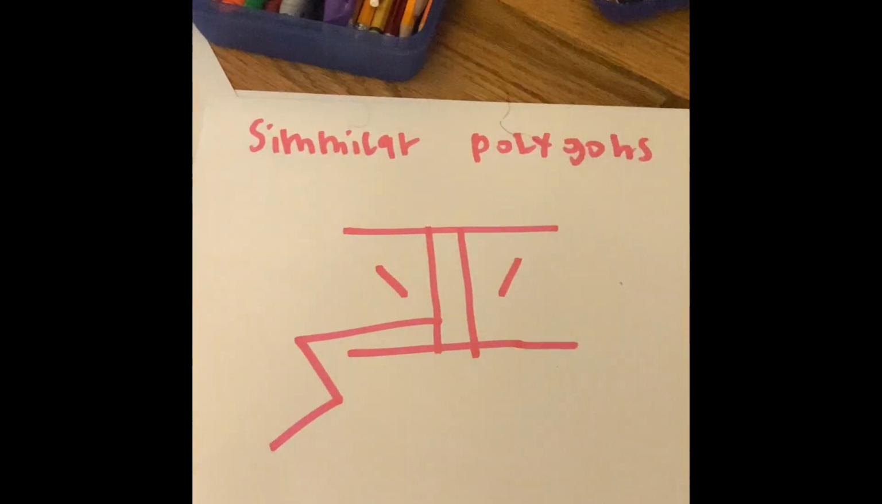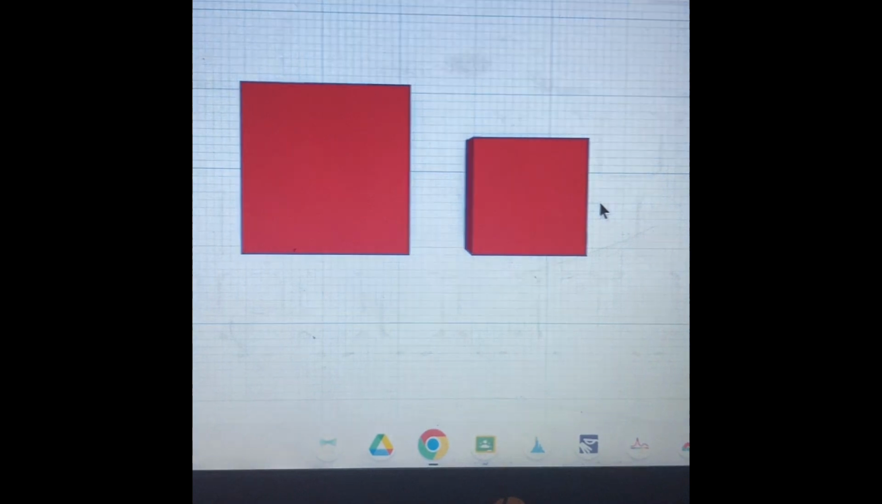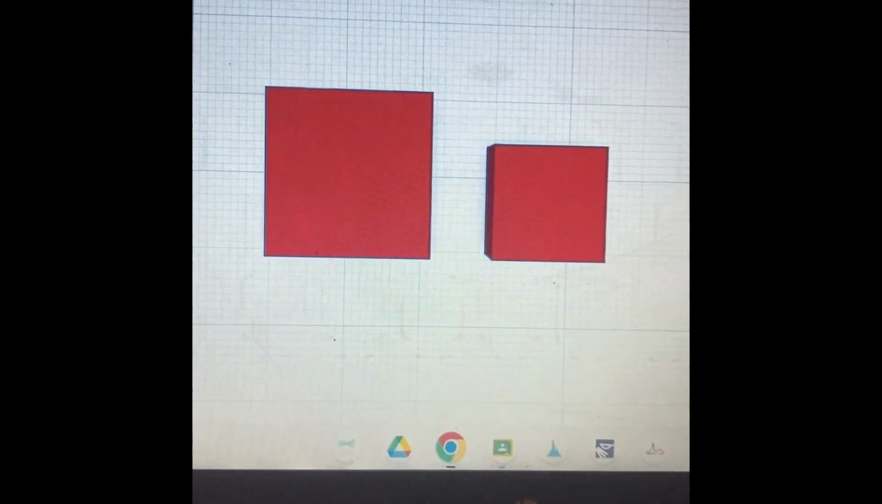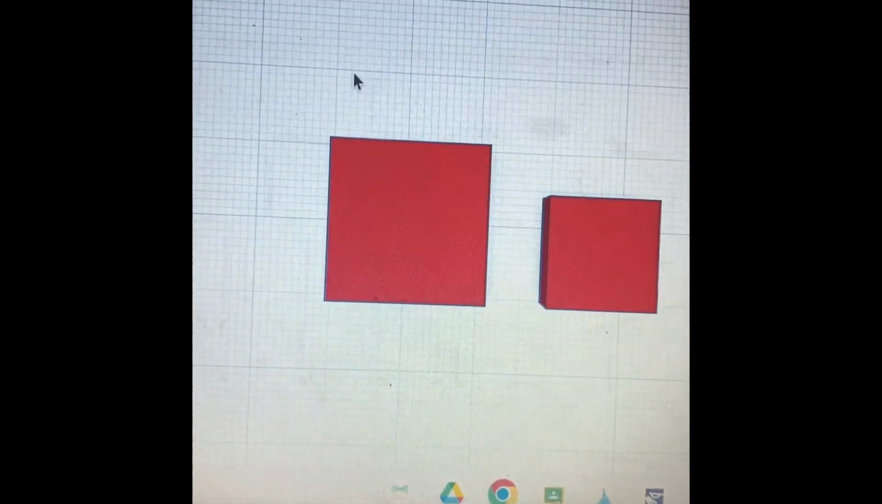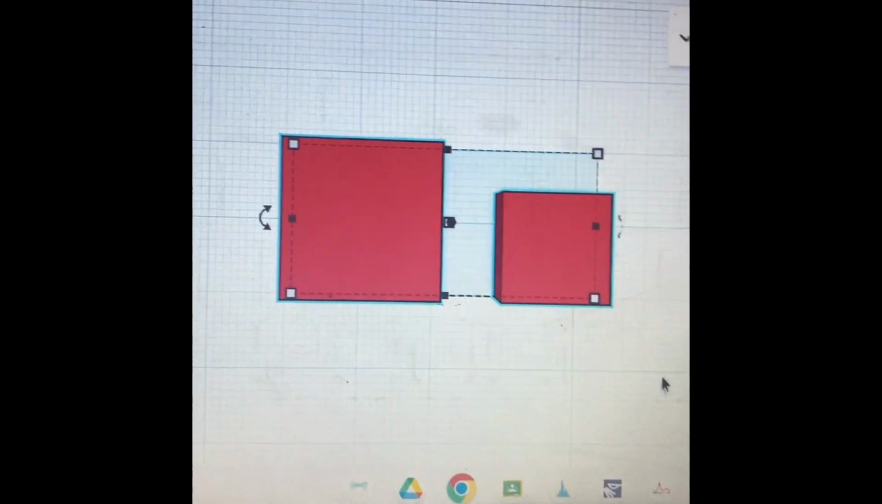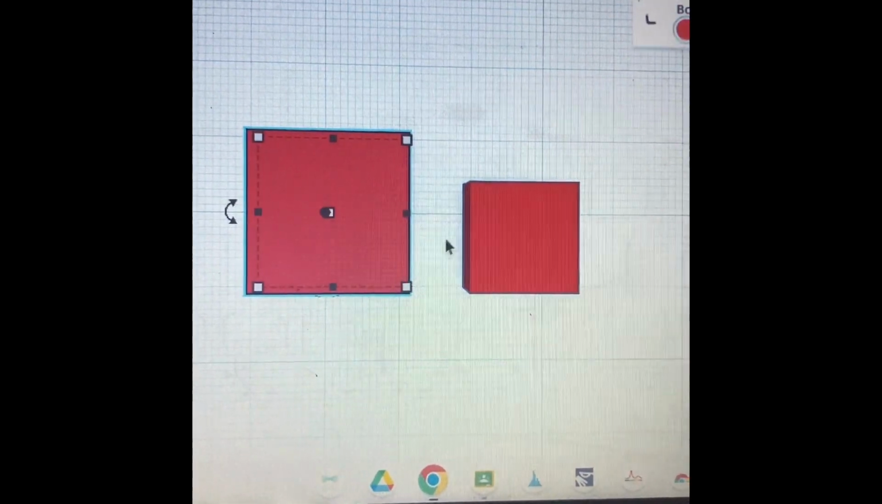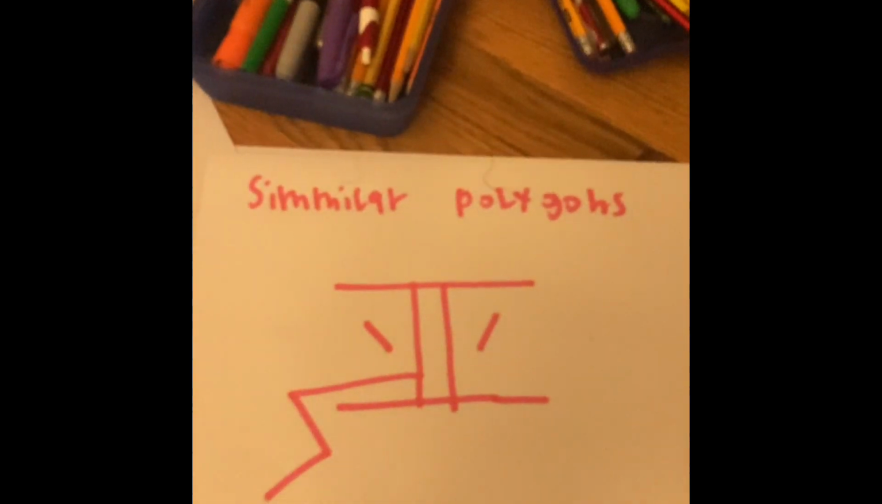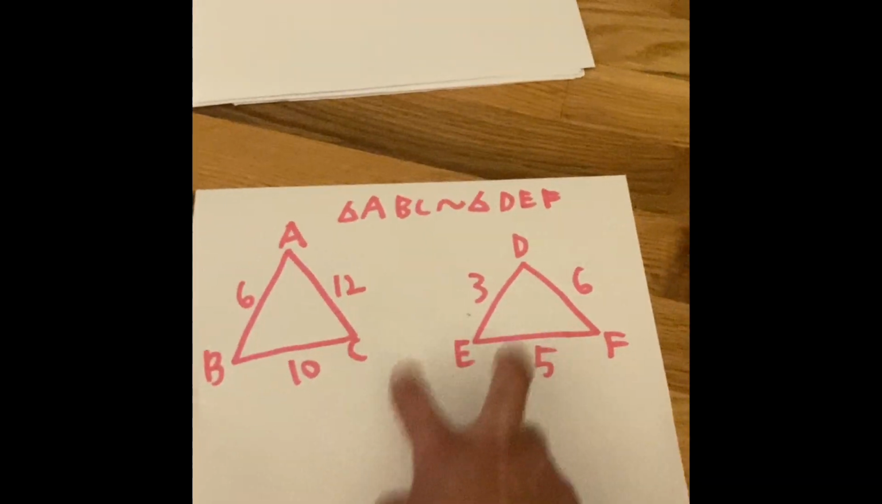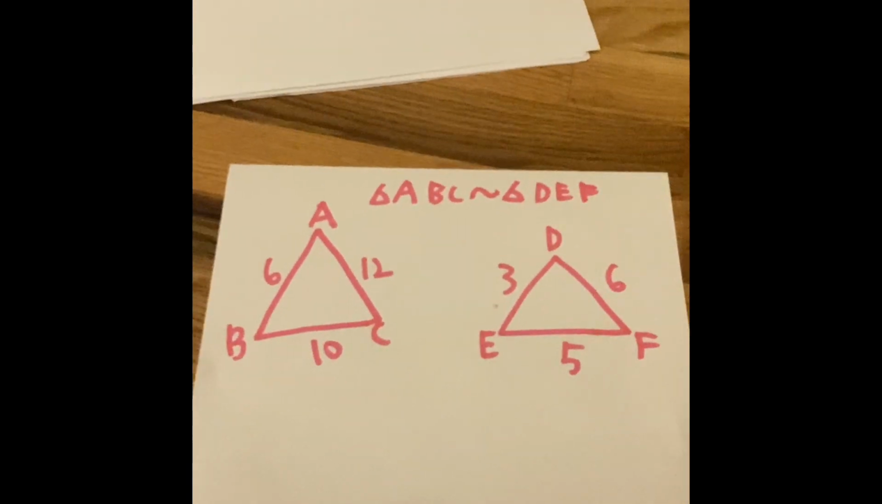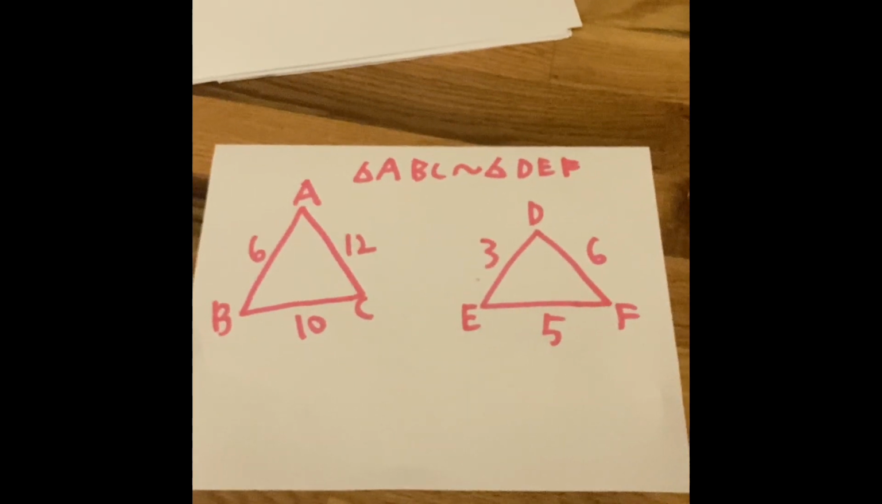But now what we're going to do is, if we have different dimensions on these two different shapes, what can we do to find x, or what do we know, and what do we need to know to make sure these two shapes are similar, instead of me just saying, oh, these two shapes are similar. So what we're going to do is use triangles right here. So this is going to be a problem right here. We're going to understand, how do we know these shapes are similar?